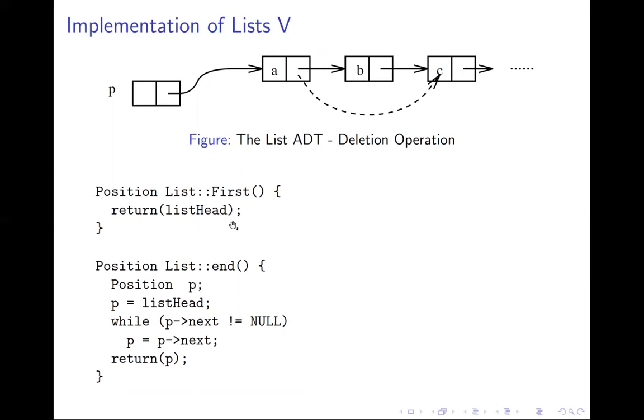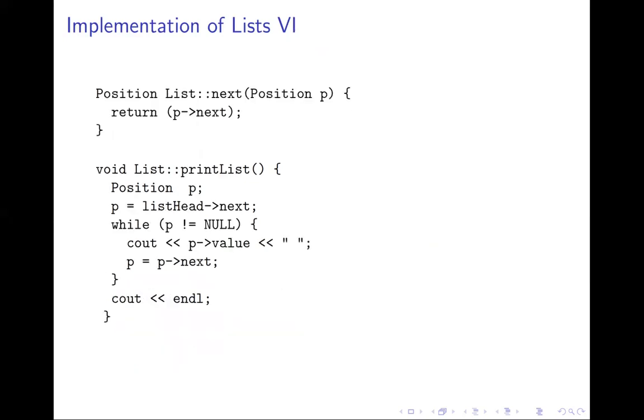And first will return the list head, and end will give me the end of the list, while P pointer next is not equal to null, I return the value of P, because that is the end of the list, because P pointer next is already a node where I will insert an element. Okay, I can insert an element at P pointer next. Okay, so for insertion and deletion, it's nice to have a dummy node in my list. And next will return, of course, P pointer next. There's no problem with this.